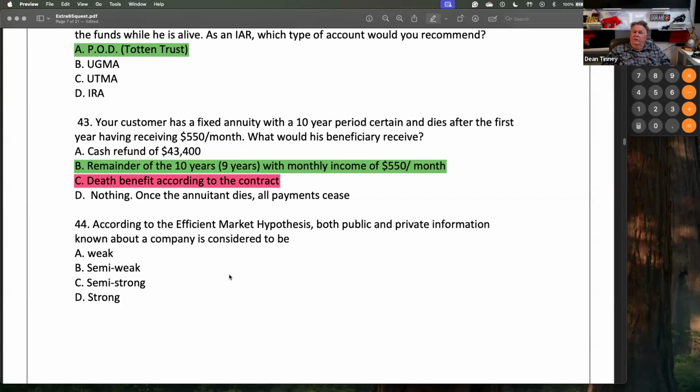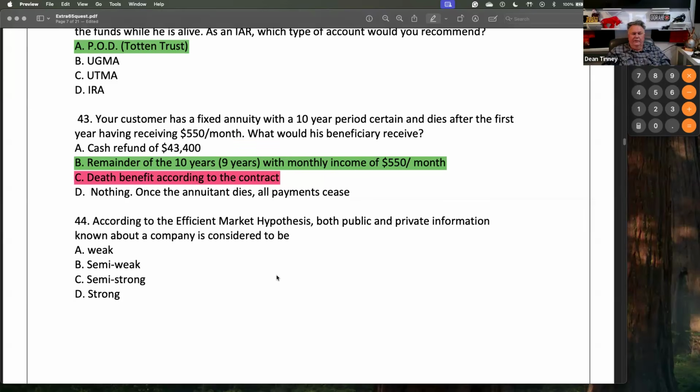What about joint with life with joint survivor? That would be we're going to pay you for your life and then whoever you tell us for the rest of their life. Think of a husband and wife, right?